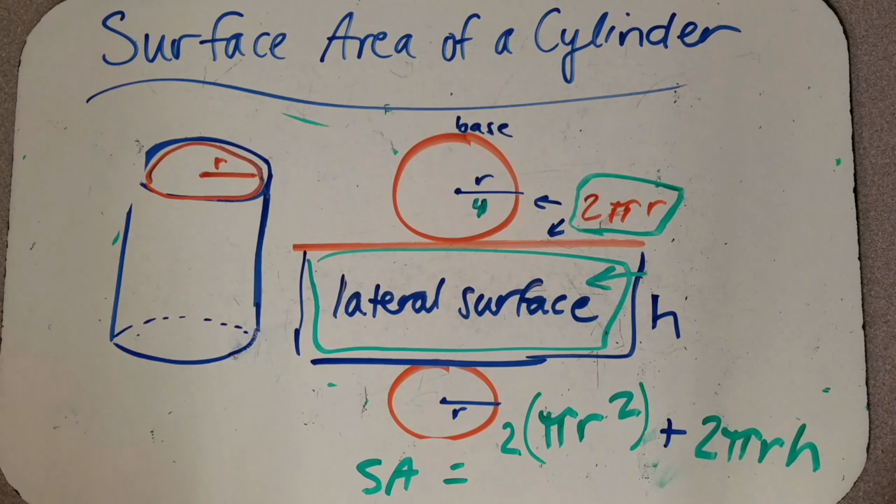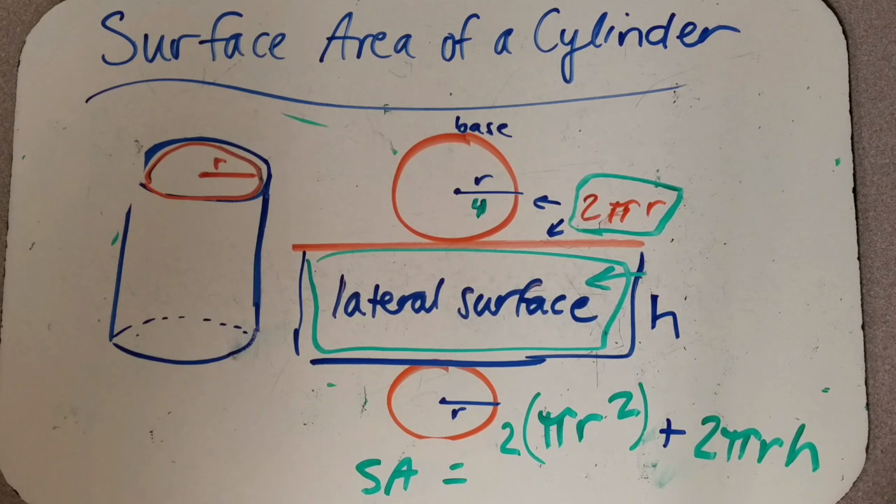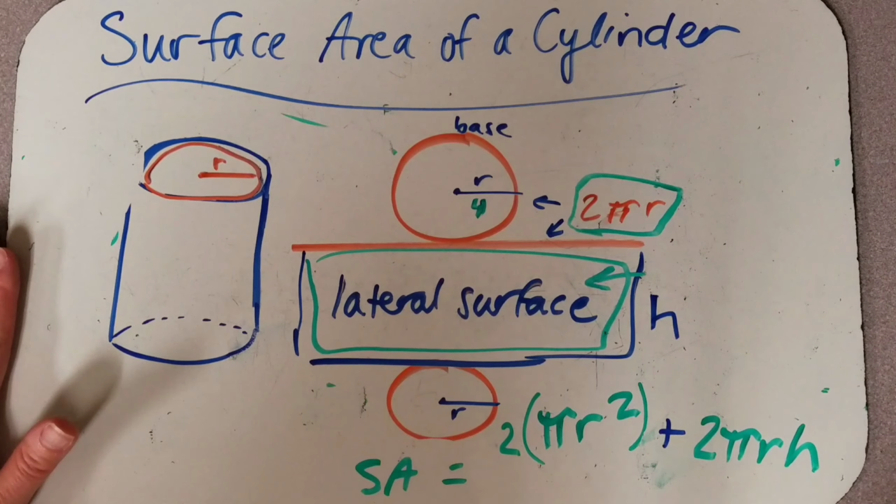We've already figured out how to do the surface area of prisms, which are like boxes, and then we did the surface area of pyramids, right? So, now this last section I want us to work on is figuring out the surface area of a cylinder.